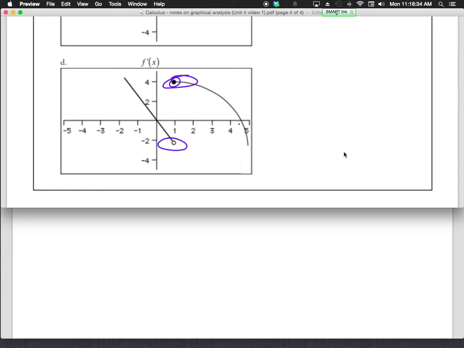So how do we justify relative max? When f prime of x changes from positive to negative, it's a relative max. When f prime of x changes from negative to positive, it's a relative minimum. Very good.